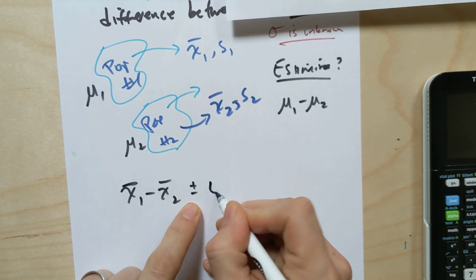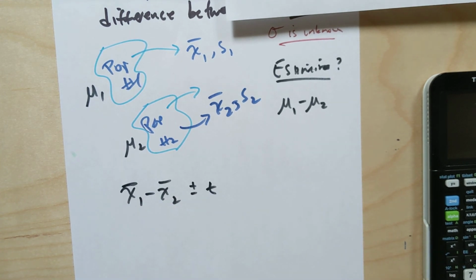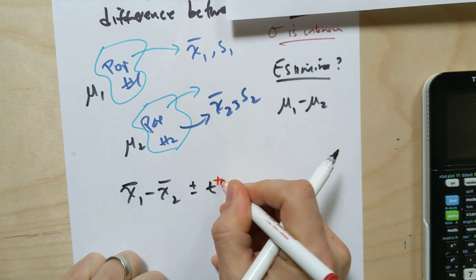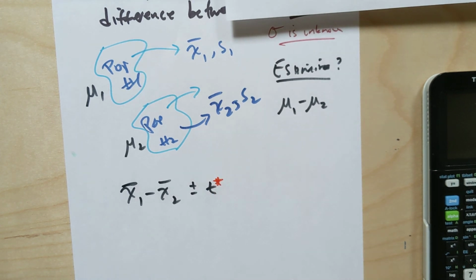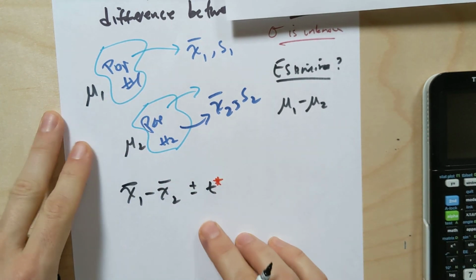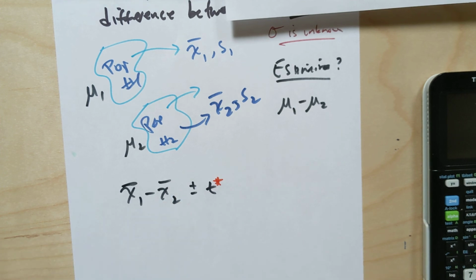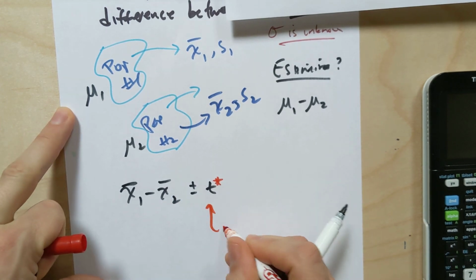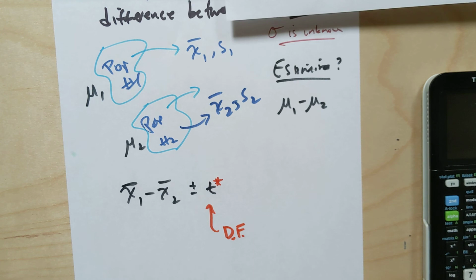And this margin of error is going to start with some type of t statistic, and this is going to be some critical t value. So I'll put a little star next to it to say, hey there, I'm extra special. This t is going to be really important. Of course, what t we use is going to be based on some particular degree of freedom, and we'll explore the degree of freedom again in just a second.